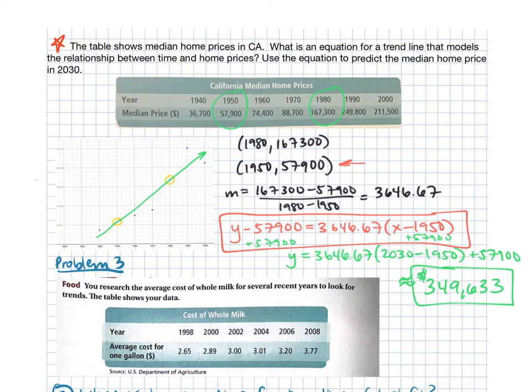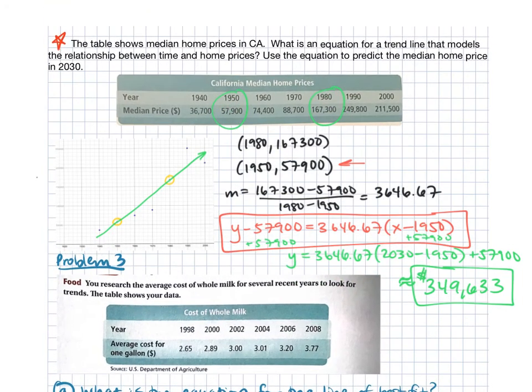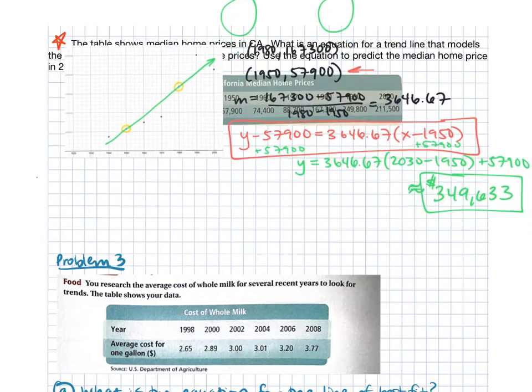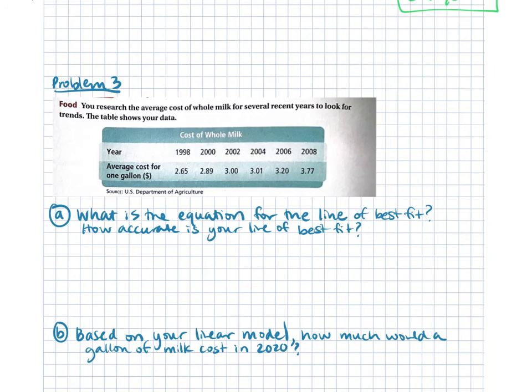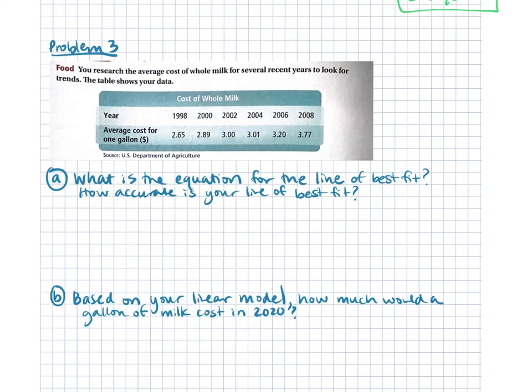Okay, so moving on. You coming up with your own trend line is one way to do it, but the calculator actually will do it for you. So I'm going to move all this up so we can move to problem 3. And I'm going to show you guys how to do it on the calculator. It's actually called regression, and it will come up with the best fit line.